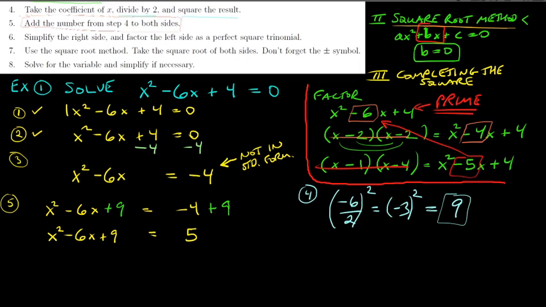Okay, so that brings us to step 6. Step 6 says to simplify the right side. We did that already, right? The negative 4 plus 9 is 5. Okay, so that's part of step 6. The other part is to factor the left side, that's this side, as a perfect square trinomial. So this might be a good time to remind you, what is a perfect square trinomial?